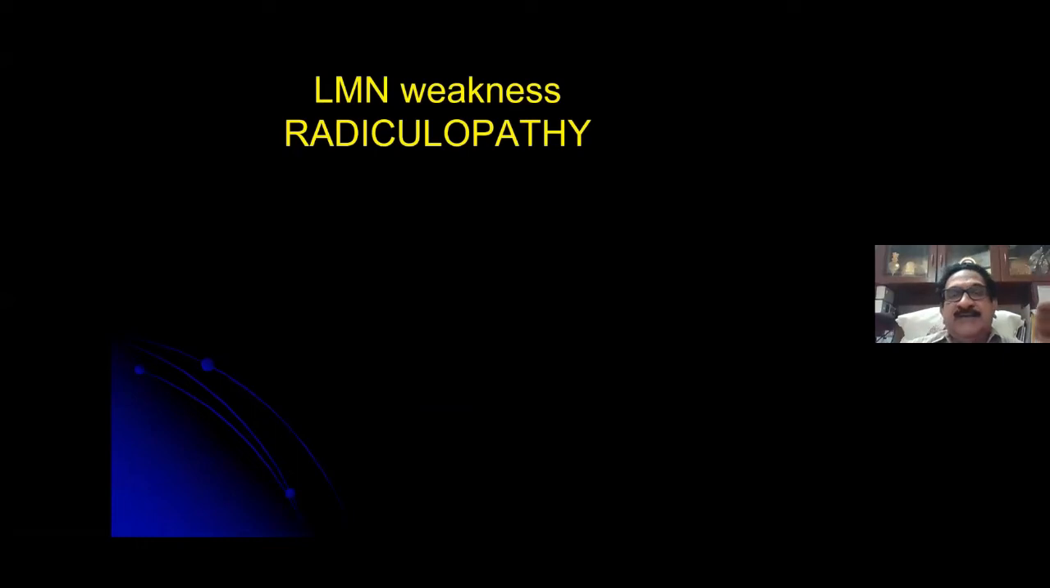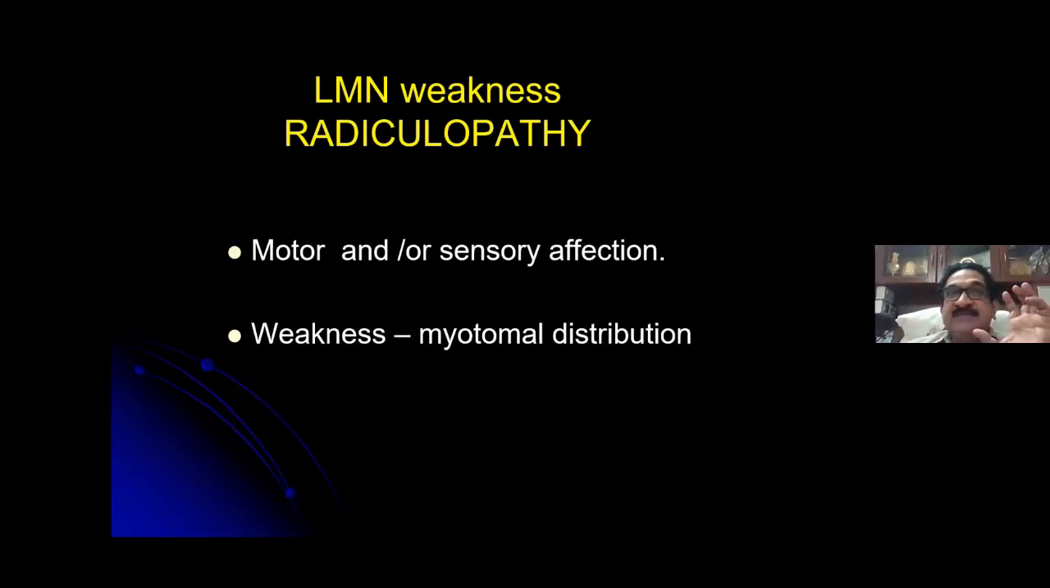How to localize at the root level? They usually have, as already told, motor and sensory affection. And the weakness is in the myotome distribution. You know what a myotome is? The muscles supplied by the particular distribution of the root. Nerve means the nerve supplies a particular certain group of muscles.